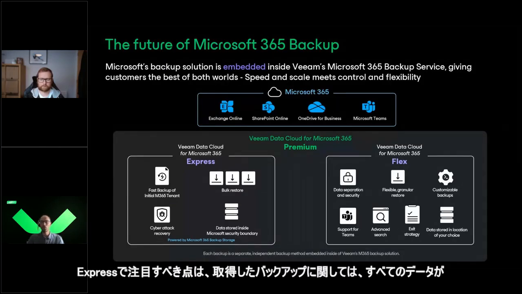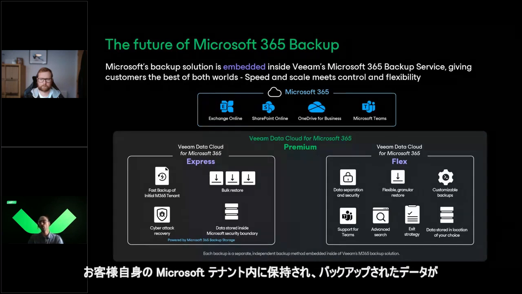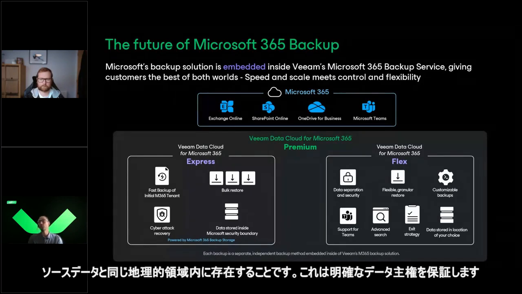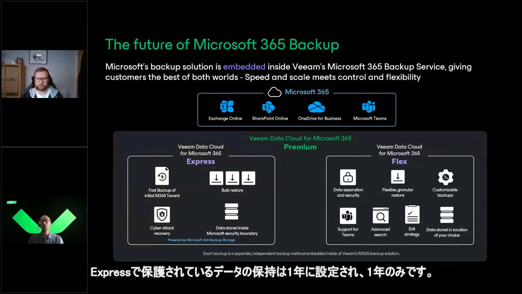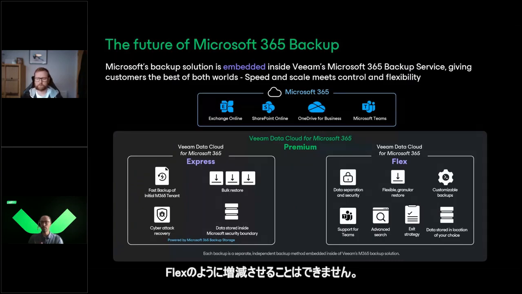The things to point out with Express are, when it comes to backing up your data, all of that data will be held within your own Microsoft tenancy, and backed up data will reside within the same geographic region as the source data. This will obviously ensure data sovereignty. Retention of the data being protected with Express is configured to 1 year, and it is 1 year only. It cannot be increased or decreased as you can with the Flex side of things.